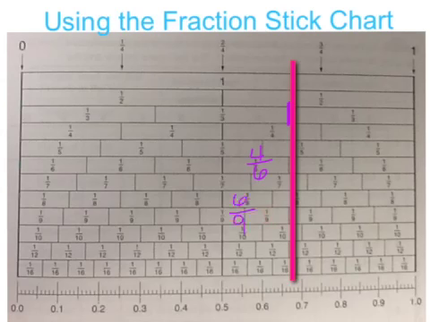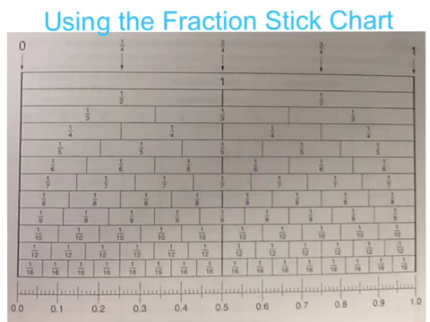If I continue to trace my finger down my straight edge, I can see that I have another equivalent fraction that happens in the 12th stick. I'm going to count over from the left edge to the straight edge to figure out how many 12ths this is equal to. 1, 2, 3, 4, 5, 6, 7, 8. So 8/12 is another equivalent fraction. This is how you can use the fraction stick chart to help yourself find equivalent fractions.